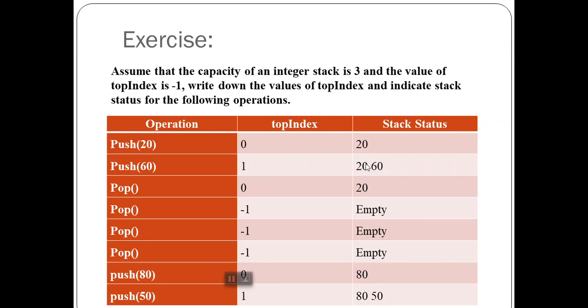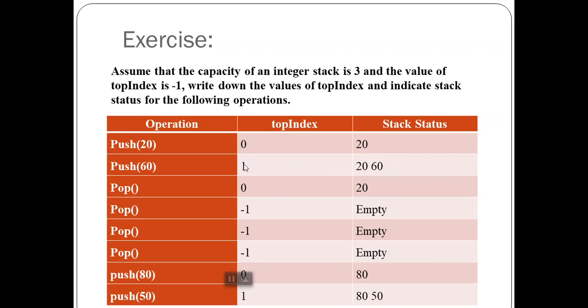No, we have some elements here. So how will you check whether the stack contains any elements or not? If the value of top index is -1, we can say that the stack is empty. Okay, but what is the value of top index now? It is 1. Okay, so it is not empty.